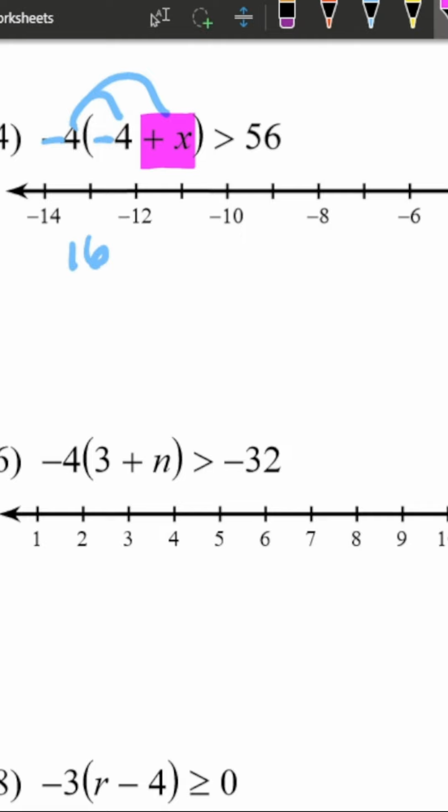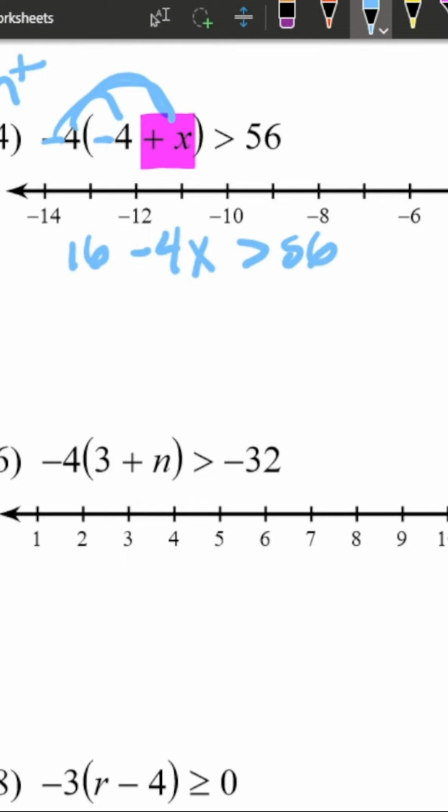So now we have -4 times x. That's just going to be 4x. Let's look at our signs. We have a negative and a positive. Is it going to be happy or sad? Sad. So that means this is going to be -4x. We're done distributing, so we just rewrite this right here. This is my new inequality.